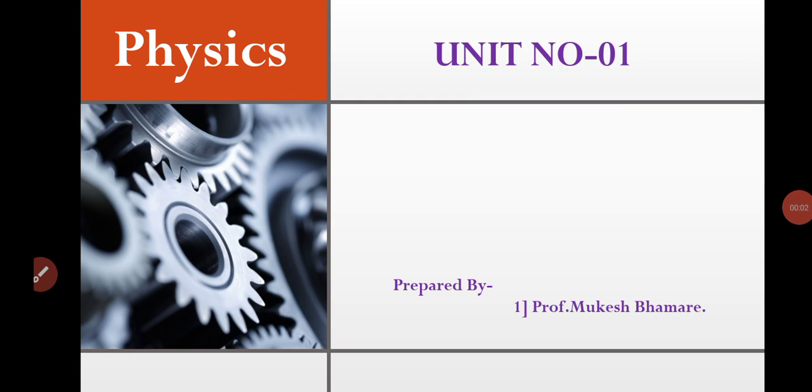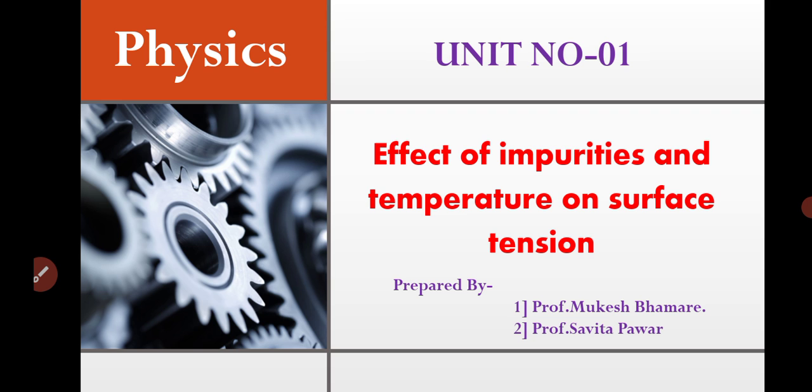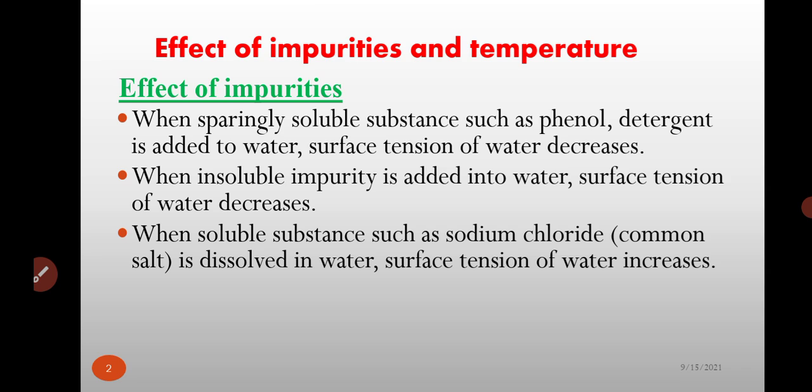Hello friends, we have to start a new topic, effect of impurities on surface tension. First is the effect of impurities. When a sparingly soluble substance such as phenol or detergent is added to water, the surface tension of water decreases.